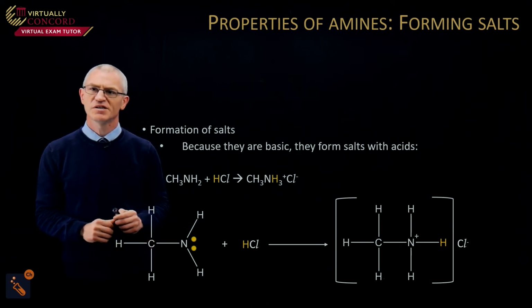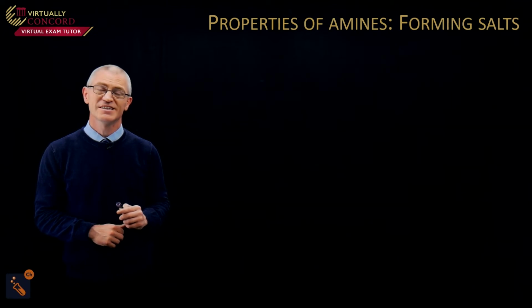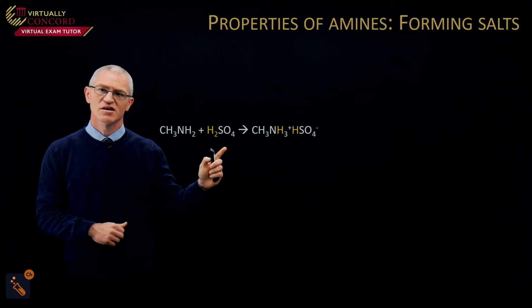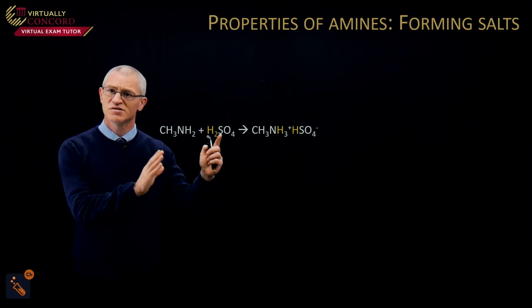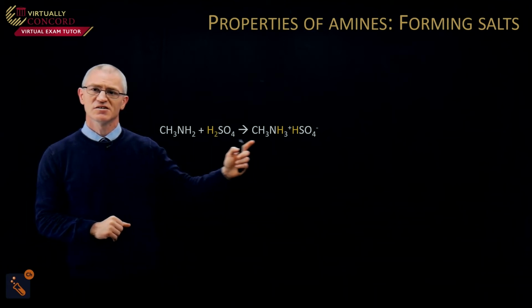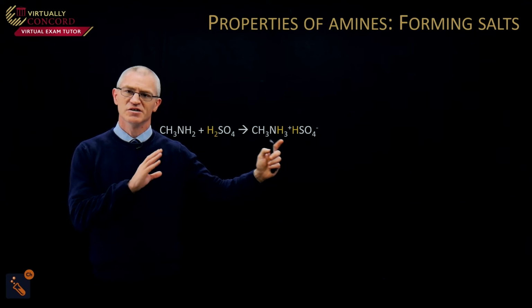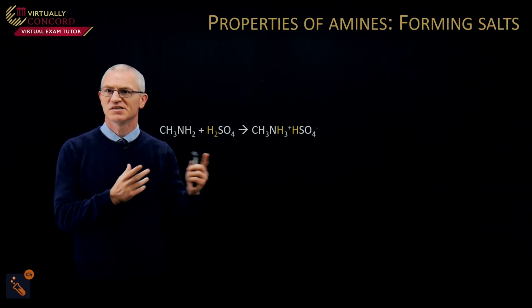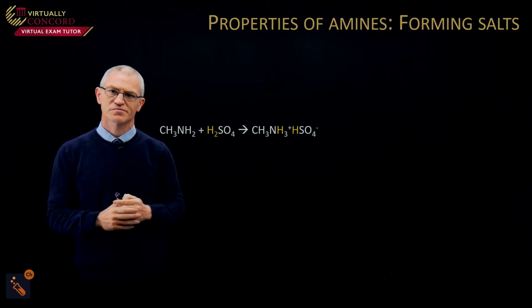If we then move on and show a different acid this time, the different acid is going to be sulfuric acid. Again, if it's a 1-to-1 ratio, you can see it can donate a proton. You get the HSO4- ion, and you get the CH3NH3+. Again, you've accepted a proton because of this lone pair on nitrogen.